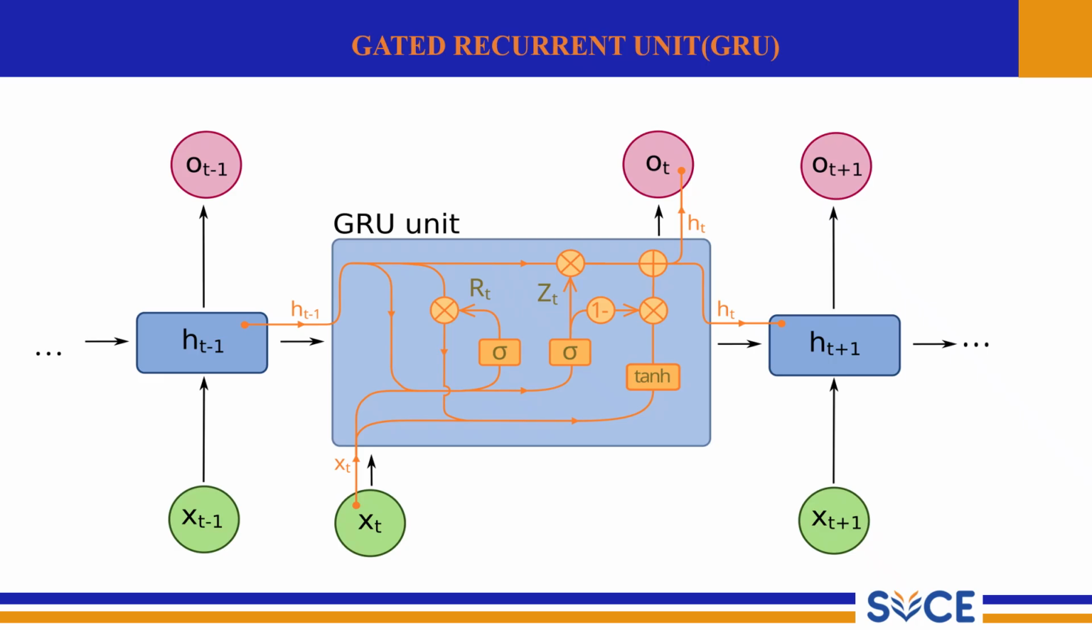Then the next one is the tanh activation. So we use a tanh layer to create a candidate hidden state. It blends the current input with the reset version of our past memory.